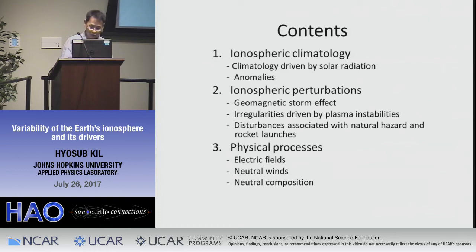First, I talk about the climatology driven by solar radiation and the deviations of the ionospheric morphology. We call those phenomena anomalies, and the anomalies are sort of the repeating phenomena. I use different terminology, perturbations, to explain the irregularities, which are irregular, unpredictable phenomena. I will categorize the perturbations, and then I'll explain some of the phenomena, how we explain some of the physical processes of the phenomena.